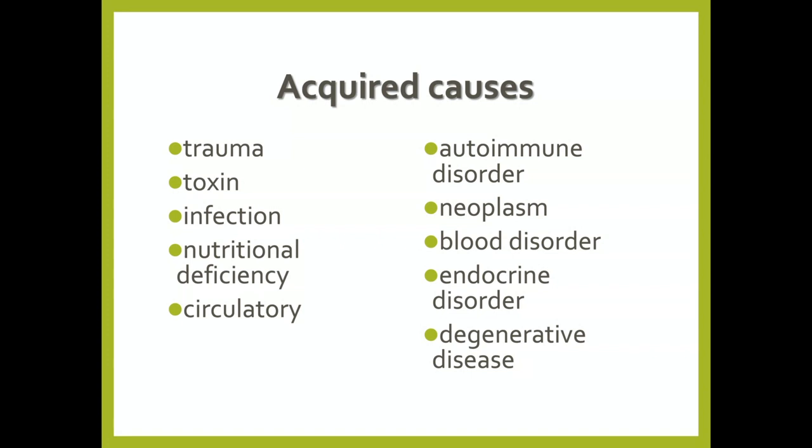Circulatory disturbances causing things like strokes and hemorrhages; autoimmune disorders causing inflammation like an encephalitis or a cerebritis, or may be associated with a vasculitis that could cause stroke. Neoplasia as a space-occupying lesion in the brain or spinal cord causing dysfunction. Blood disorders such as hemophilia, sickle cell disease, and so on, causing either hemorrhage or stroke.